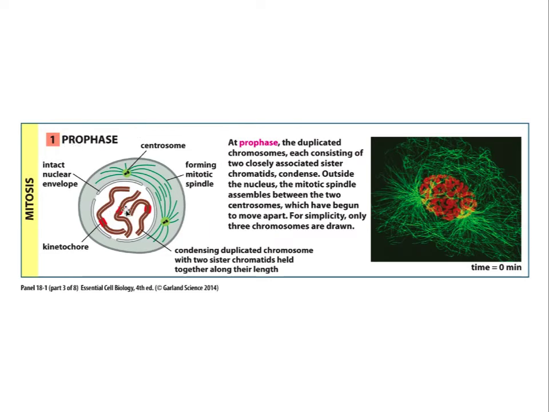In prophase, for the very first time, the chromosomes begin to condense, and they can be seen under the light microscope as individual bodies. The nucleus, however, is still intact. But in the cytoplasm, the mitotic spindle is beginning to take shape, as that will be necessary in the next phase of mitosis.